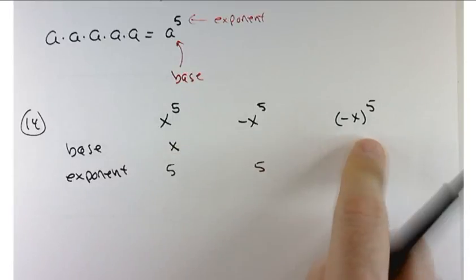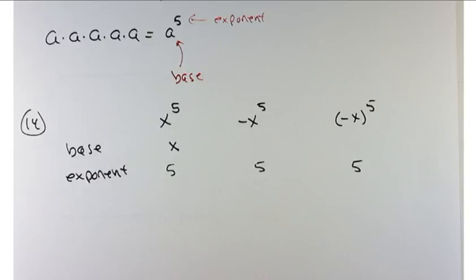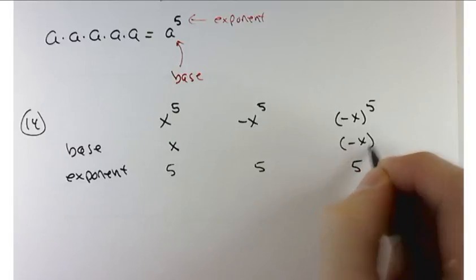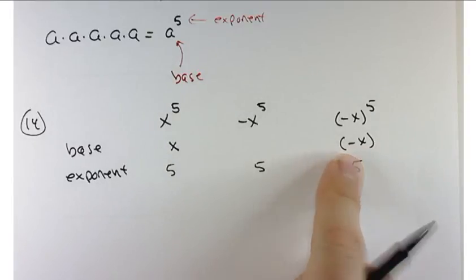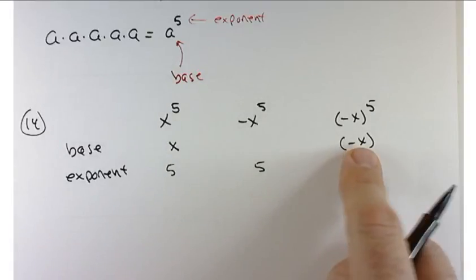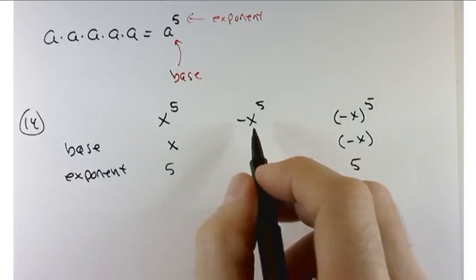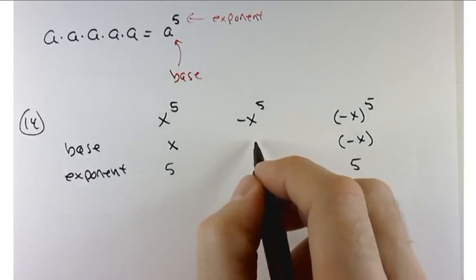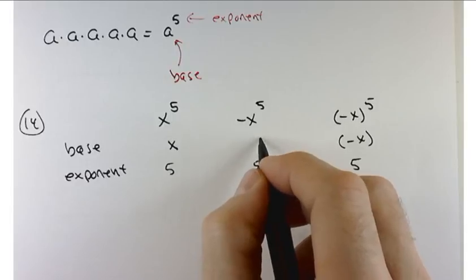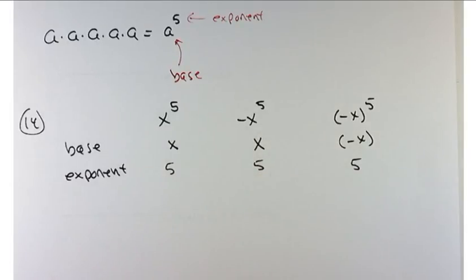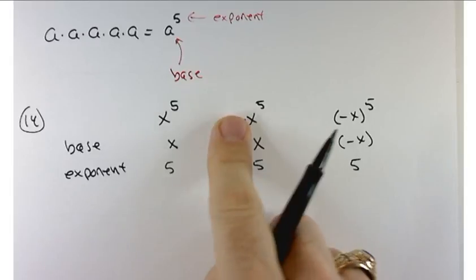Let me move over to the last one. What's the base for the last one? Negative x. Thank you. It's the whole thing. So negative x. So if you were to write this out, it'd be negative x times itself 5 times. How about the middle one? What's the base here? Thank you. Just x. Now that negative is not part of this.